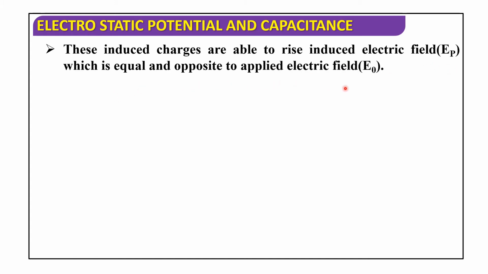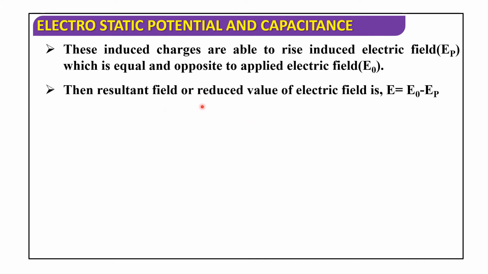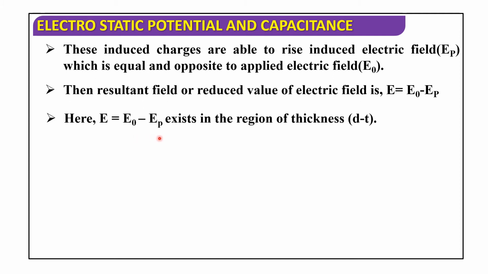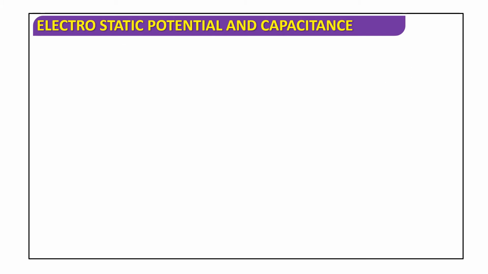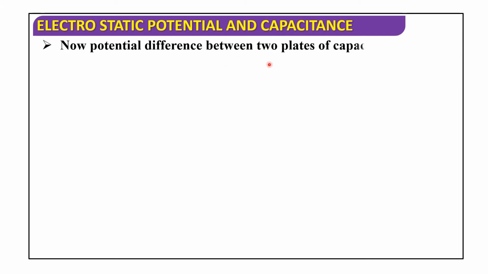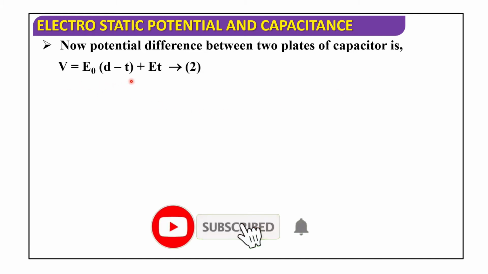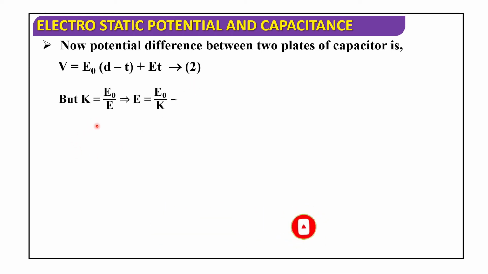the applied electric field. So the resultant or reduced value of the electric field is E equal to E naught minus Ep. Here E equal to E naught minus Ep exists in the region of thickness D minus t. Now the potential difference between the two plates of the capacitor is V equal to E naught into (D minus t) plus E t. Consider this as equation number 2. But K is equal to E naught by E, so from this E is equal to E naught by K. This is equation number 3.